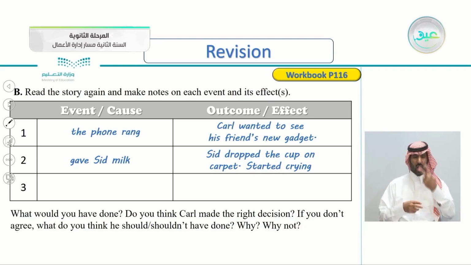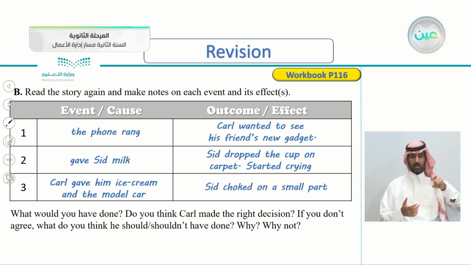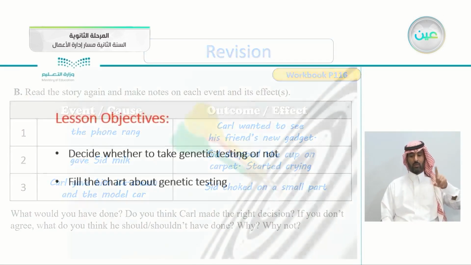What about a third event? For example, Carl gave Sid ice cream and the model car. Just to make him stop crying, he gave him ice cream and gave him the model car. What's the outcome? What's the effect of that happening? What happened? Yes, Sid choked on a small part.